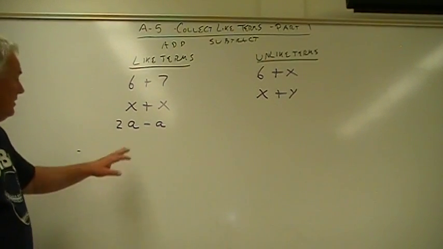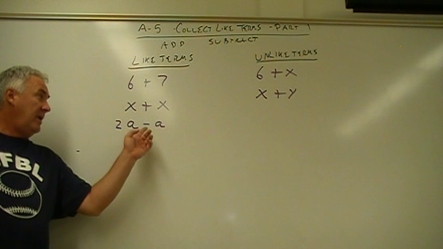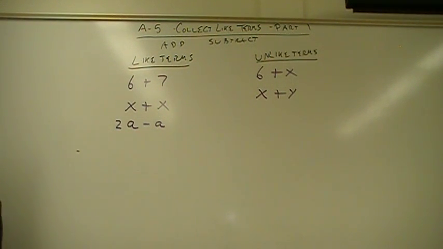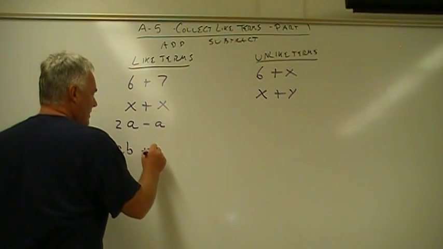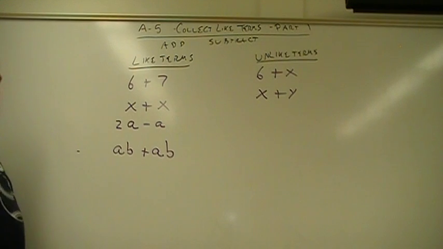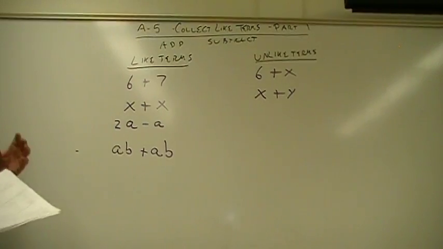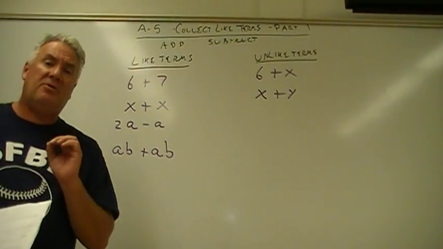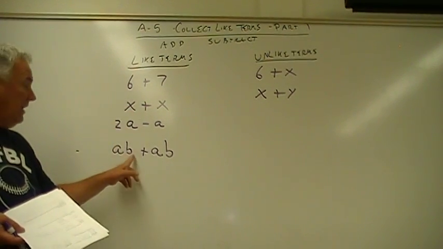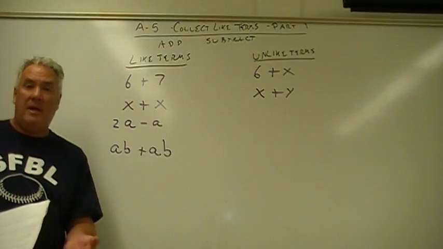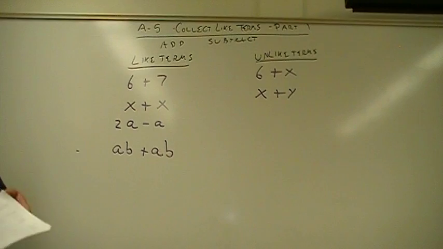These are like terms, 2a and a, and in this case I'm subtracting them. So 2a minus a. Let's do another pair of like terms. AB plus AB. You could add whatever this is plus whatever this is together. We're not evaluating. I can't stress that enough. We don't know what A is. We don't know what X is. We don't know what B is. We don't care right now. We're trying to simplify eventually with the like terms. That's what we're doing.